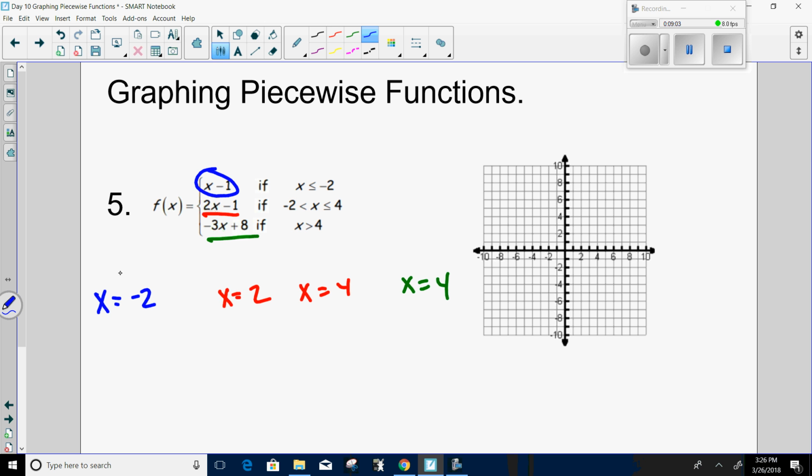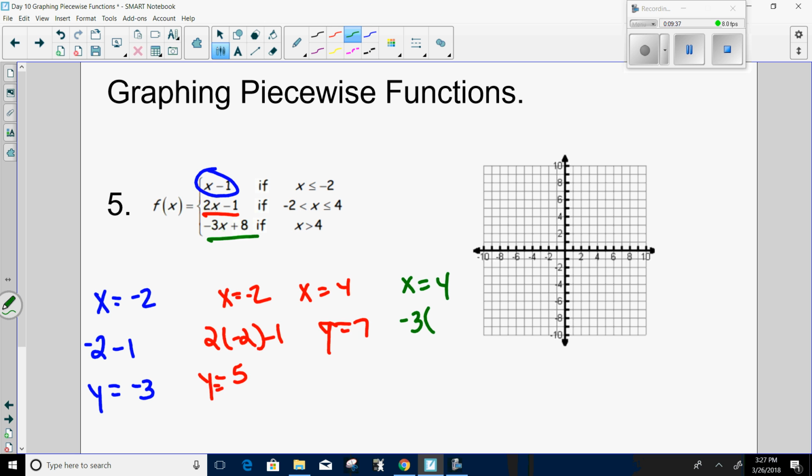So I plug -2 into the top equation. X equals -2, so I'm going to get -2 minus 1, which gives me a y value of -3. I plug -2 into the middle equation. 2 times -2 minus 1 would be -4 minus 1 would be -5. So y equals -5. Plug 4 in, so I'm going to get 8 minus 1, which would be y equals 7. And then if I do the green equation, I plug 4 into the green equation, I'm going to get -3 times 4 plus 8, which would be -12 plus 8, which would be -4. So I get y value equals -4.